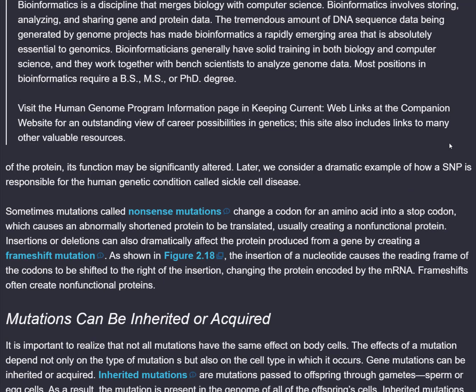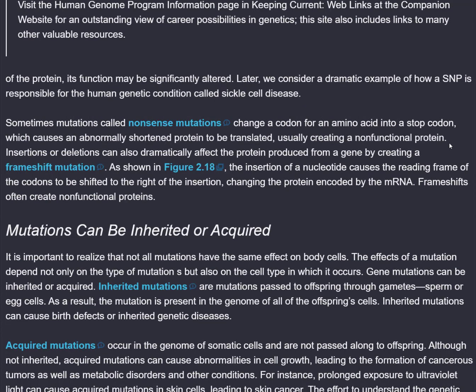Bioinformatics is a discipline that merges biology with computer science. Bioinformatics involves storing, analyzing, and sharing gene and protein data. The tremendous amount of DNA sequence data being generated by genome projects has made bioinformatics a rapidly emerging area that is absolutely essential to genomics. Bioinformaticians generally have solid training in both biology and computer science, and they work together with bench scientists to analyze genome data. Most positions in bioinformatics require a BS, MS, or PhD degree.